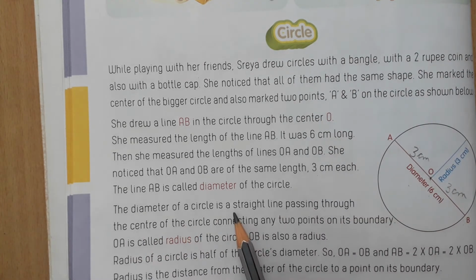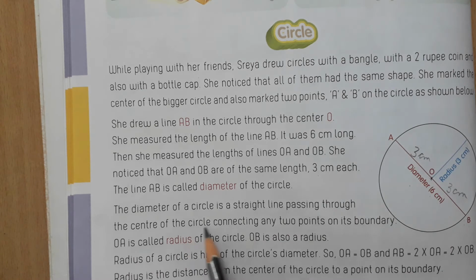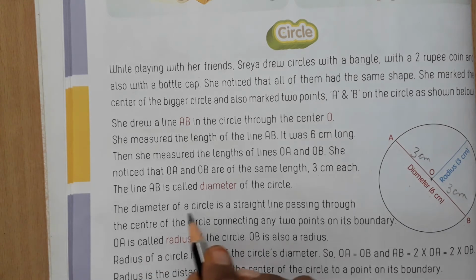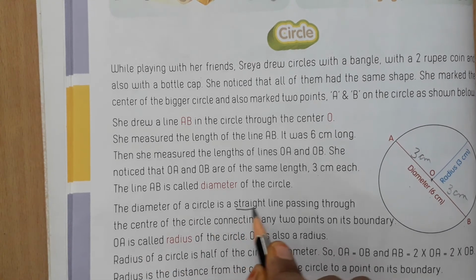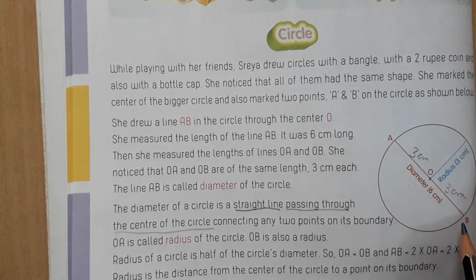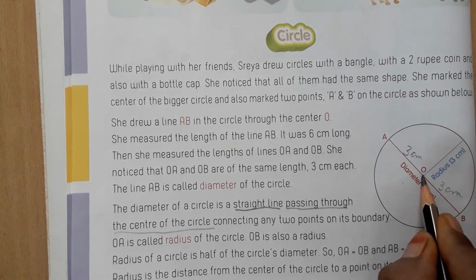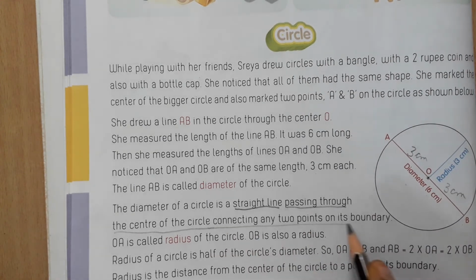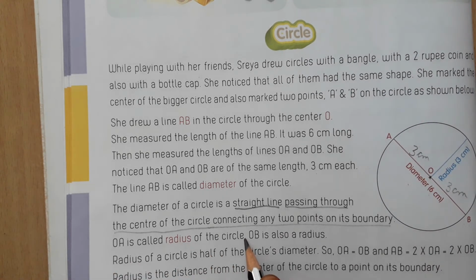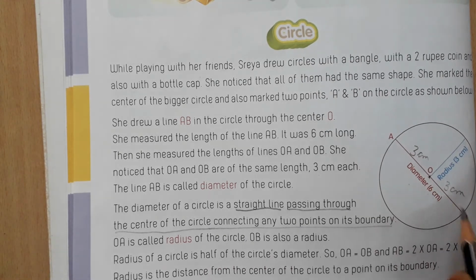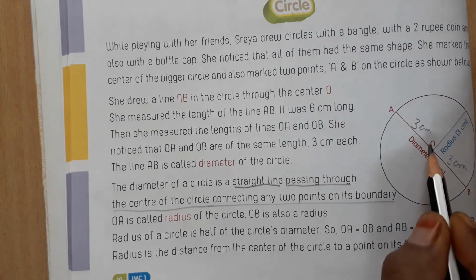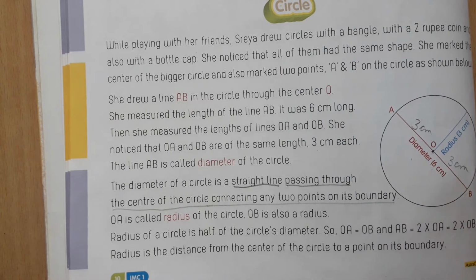The diameter of a circle is a straight line passing through the center of the circle, connecting any 2 points on its boundary. So the diameter of a circle is a straight line passing through the center of the circle, connecting any 2 points on its boundary. And OA is called the radius of the circle. OA, OB, these are called the radius of the circle. So here AB is the diameter, OA and OB are the radius.